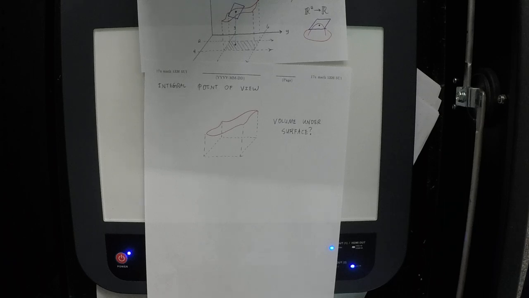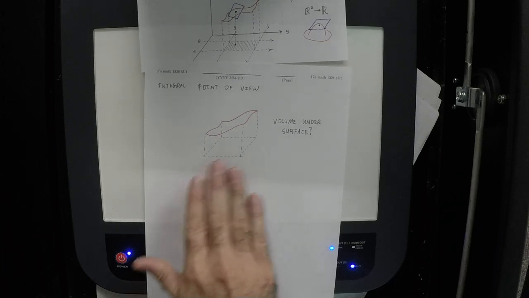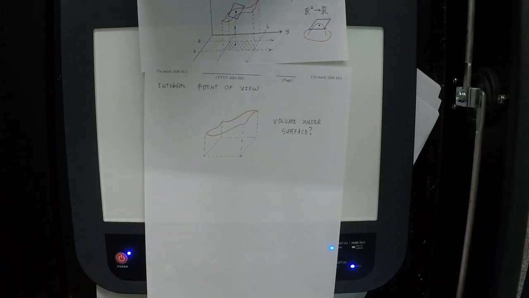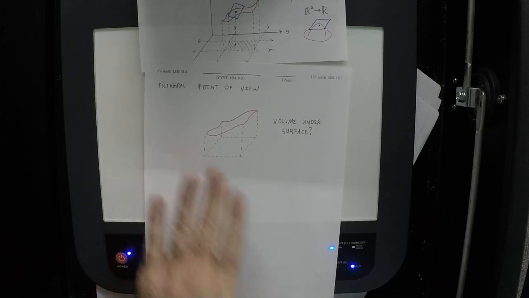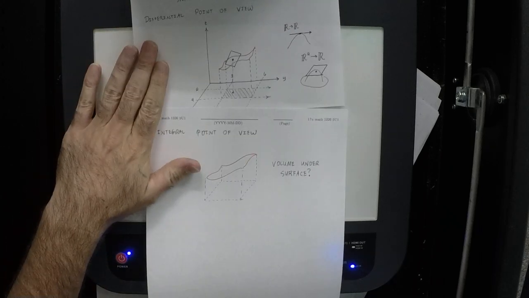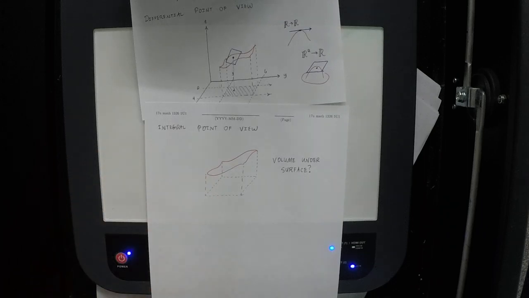So the calculus point of view is that literally volumes are composed of infinitely many infinitesimal boxes. And then we can find the volume of any particular shape by just summing up the individual volumes of infinitely many infinitesimal boxes. Good. So any question about this? Now, there's a lovely thing that connects the differential point of view and the integral point of view, but we're not going to get to it.